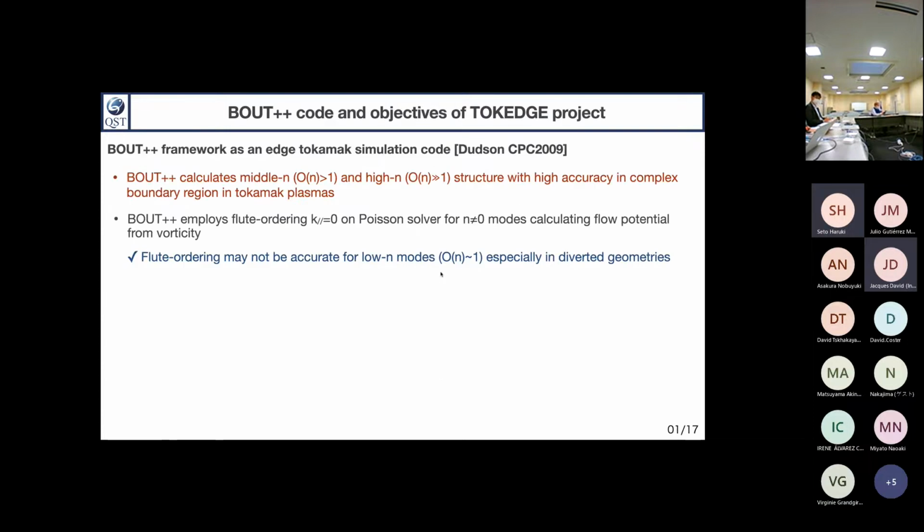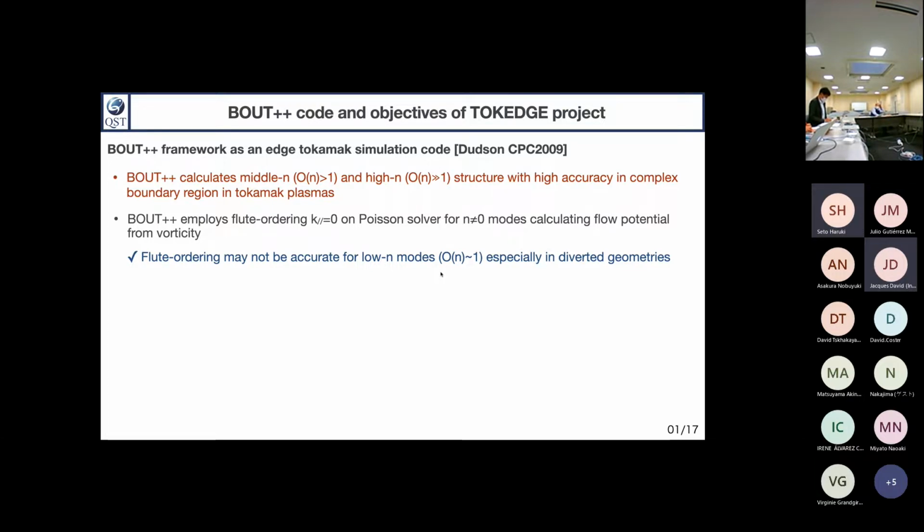BOUT++ is a plasma fluid simulation framework in curvilinear geometry using a finite differencing scheme. For tokamak edge simulations, BOUT++ calculates middle-n and high-n structures with high accuracy in complex boundary regions in tokamak plasmas by using special coordinate systems. But as a side effect of the usage of these special coordinate systems, the flute ordering assumption is required on the Poisson solver for resonant modes.